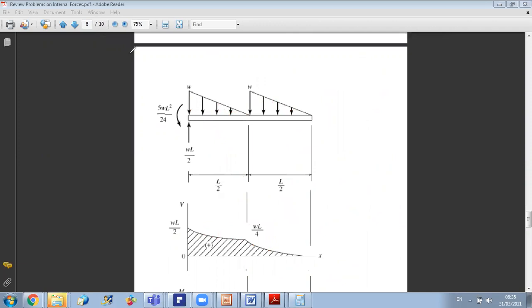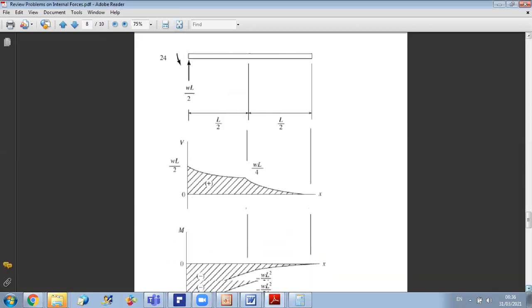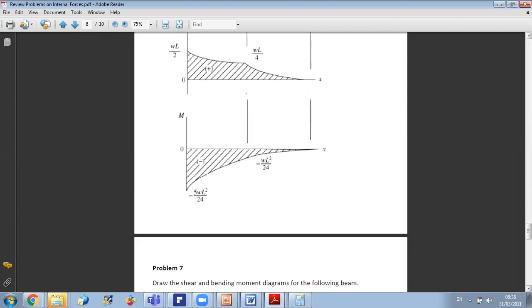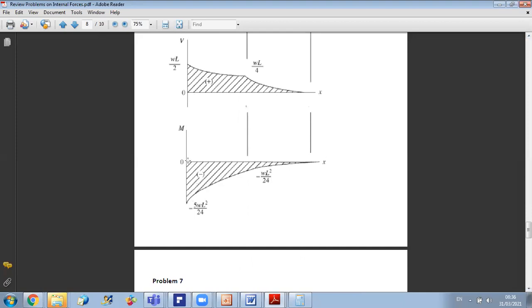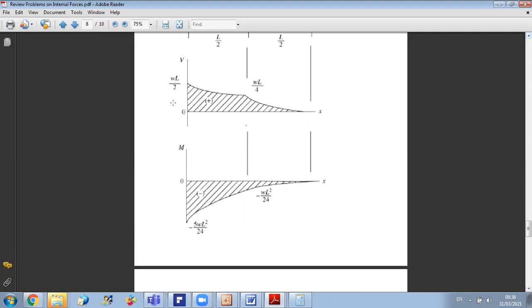Okay. So now we will pass to the bending moment diagram. And here I should pay attention that I have at the beginning of my beam, since I have a fixity, a counterclockwise moment. A counterclockwise moment will cause a negative jump. This is why I will start my curve with a negative value, which is minus 5 omega L squared over 24. Okay? Now, in order to continue, I should look at V.